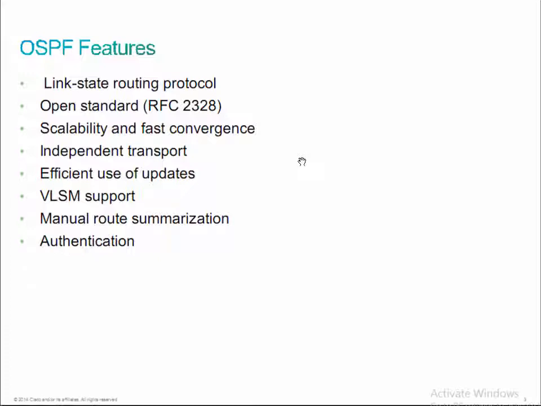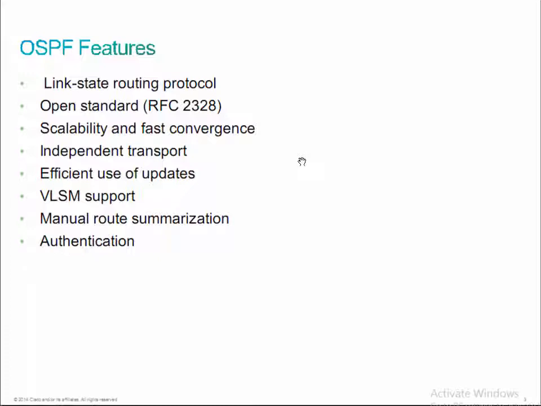OSPF runs directly on top of IP. It uses protocol 89, so there are no transport layer components like TCP or UDP. Just like any traditional link state routing protocol, OSPF discovers the neighbors, it exchanges full information with those neighbors, and then beyond that, it does incremental updates or bounded updates with those neighbors based on topology changes in the network.